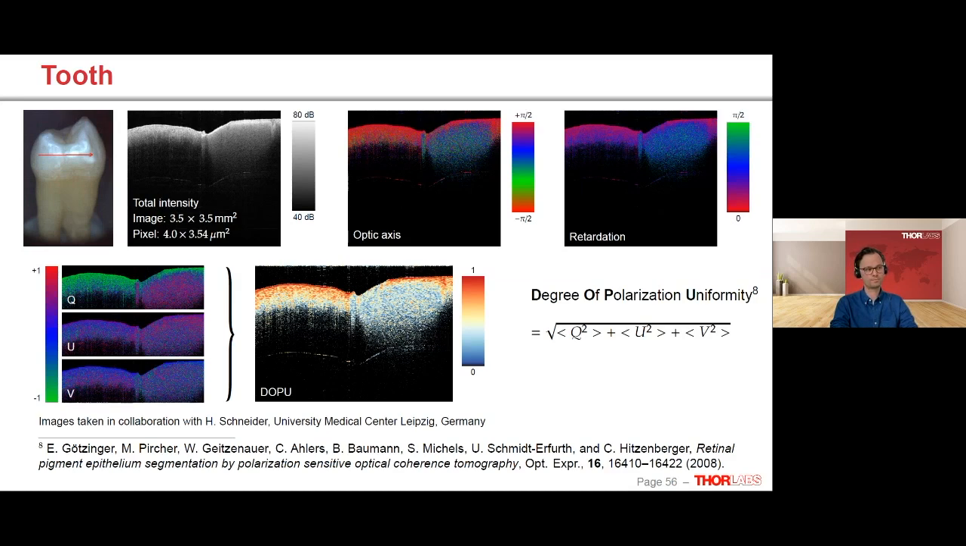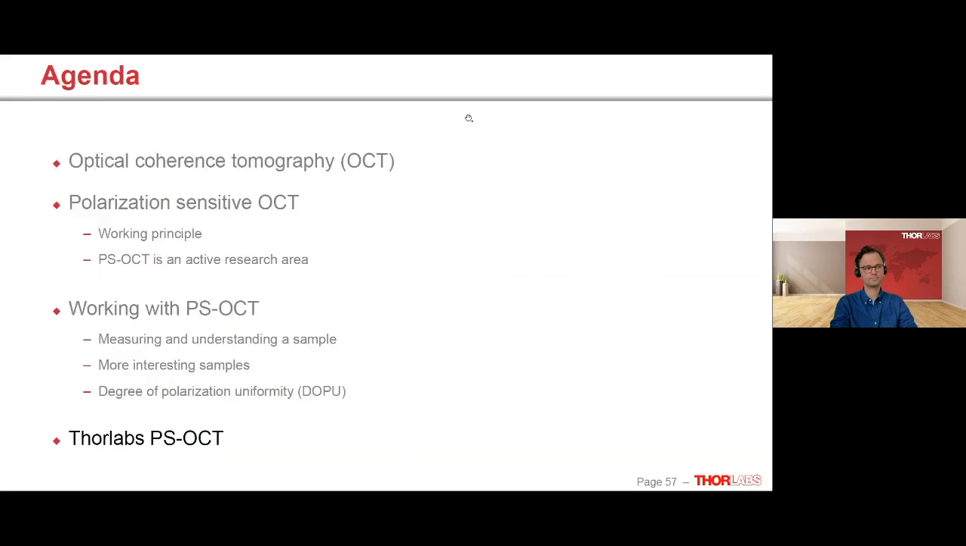The next question comes from Masahiro. Excellent work. It may be helpful if we can know how to interpret the accumulated retardation and axis images, which is very characteristic in the case of depth-resolved polarimetry.